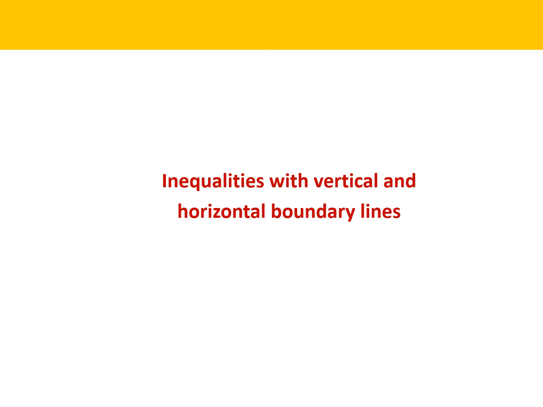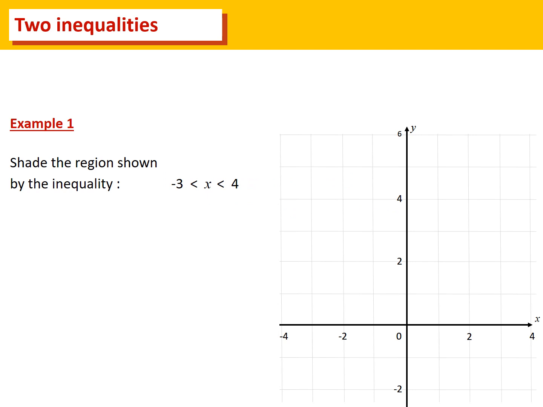Okay, we've seen inequalities on a number line. Now we're going to show inequalities on an XY graph, or XY plane as it's called. So here's our first inequality. Well, it's saying x is greater than -3, but x is also less than 4.